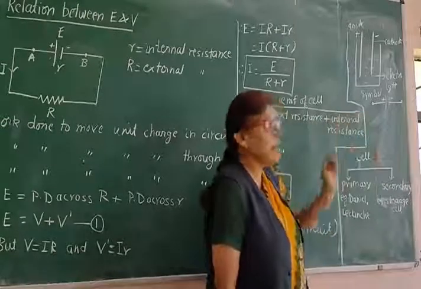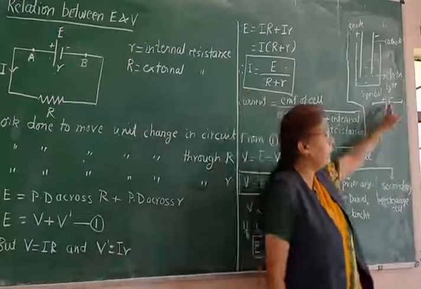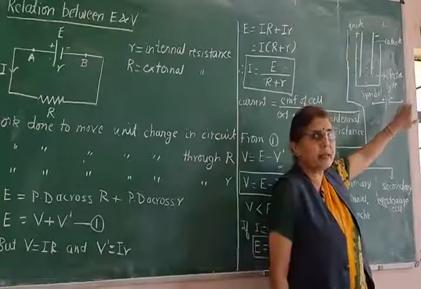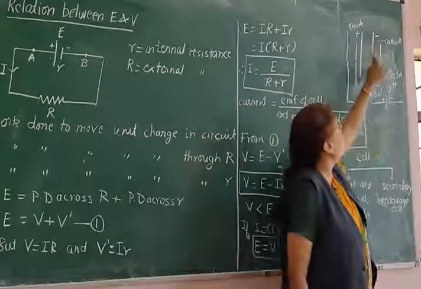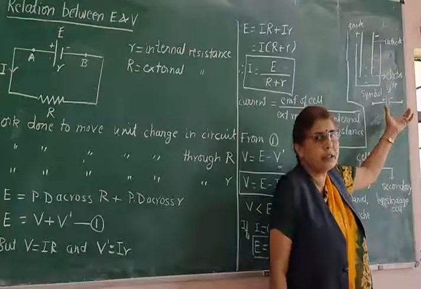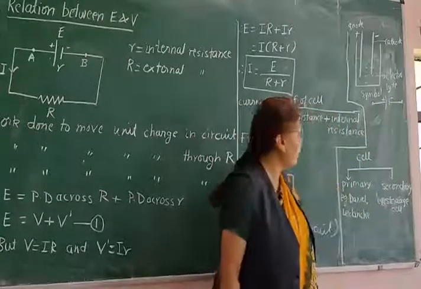Now, what is the symbol for a cell? Everybody knows this is the symbol for a cell. The longer side shows you the positive terminal, the shorter side shows you the negative terminal. So this positive and negative is symbolically shown like this. This is the symbol we use in a circuit. This is the symbol of a cell.